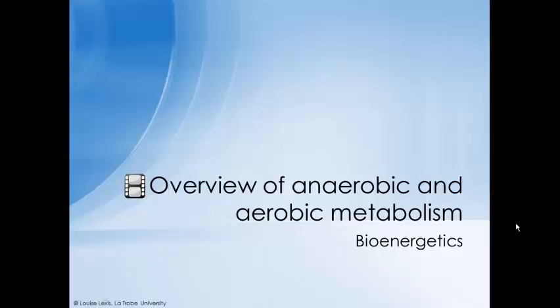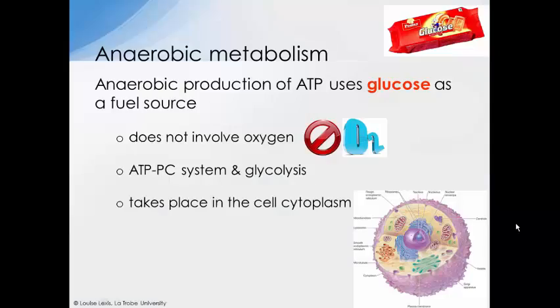This clip is an overview of anaerobic and aerobic metabolism. First, we'll talk about anaerobic metabolism. Very simply put, anaerobic metabolism means the production of ATP without oxygen. The fuel source that we can use to produce ATP anaerobically is glucose.